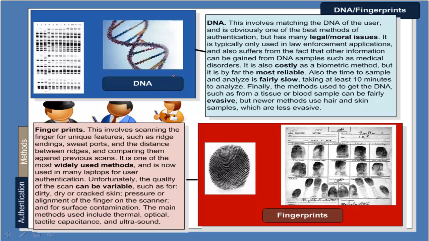Two of the most credible methods that we can use in biometrics are DNA analysis and fingerprints. With DNA analysis we get a highly credible result, but unfortunately there are moral and legal issues. It is also costly and can be fairly slow in analysing. It is also invasive, but new methods include hair and skin samples which tend to be less invasive.